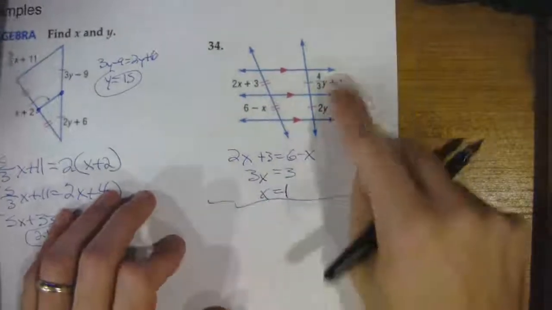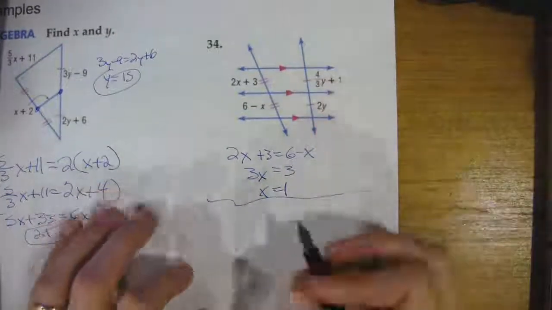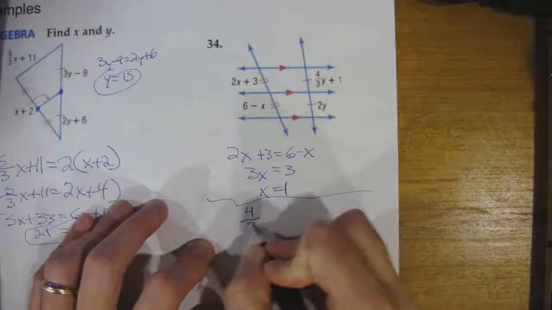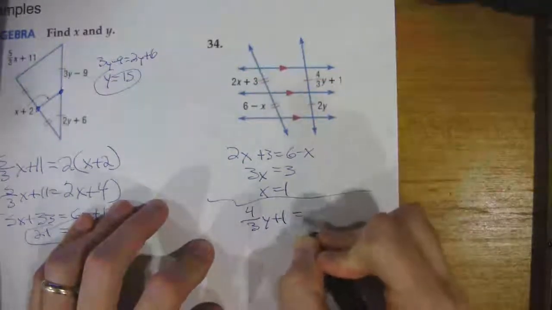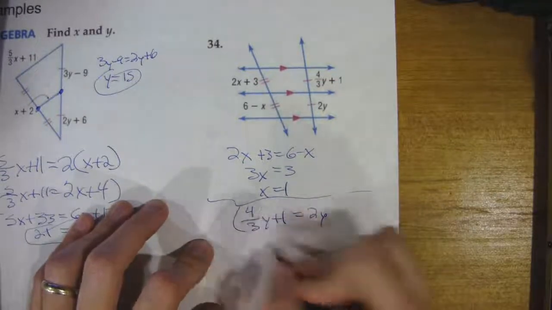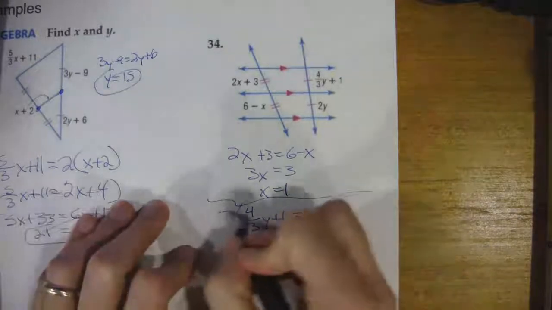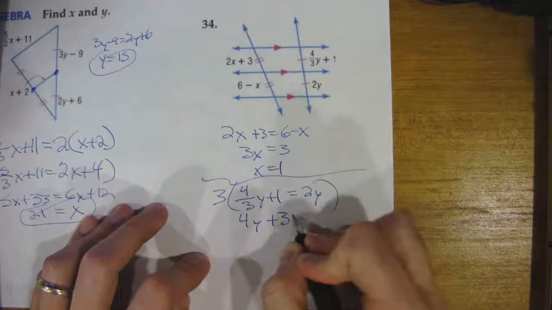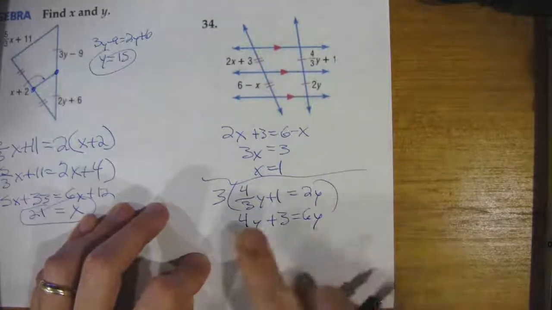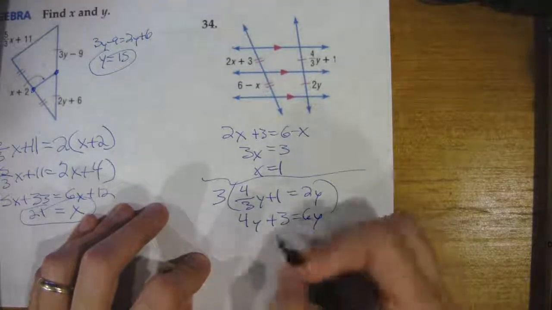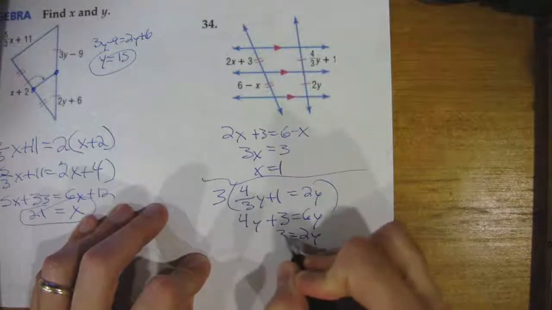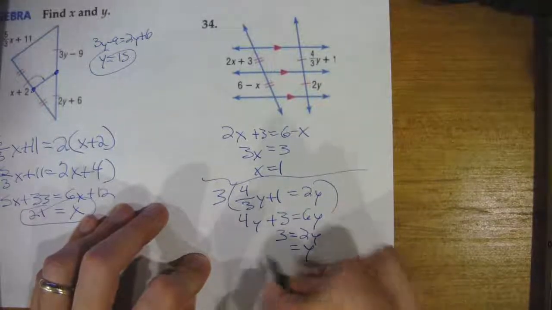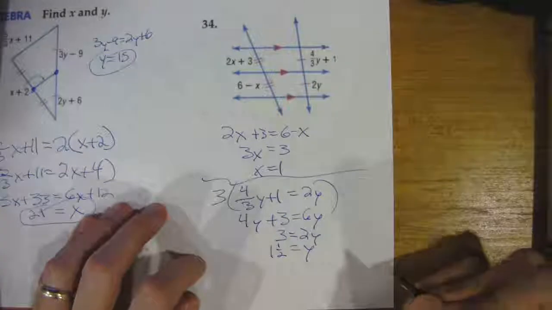Let's try this last one. Again, notice it's broken them up equally, so we know that these are equal. So 4 over 3y plus 1 is equal to 2y. And again, I'm going to do the same trick I did over here. I don't like thirds, so I'm going to multiply by 3. That gives me a 4y added to 3 equals 6y. And notice this is going to make my math easy. We'll subtract the 4y on each side. That gives me a 2y is equal to 3. Divide by 2. Y is 1.5 or 3/2.